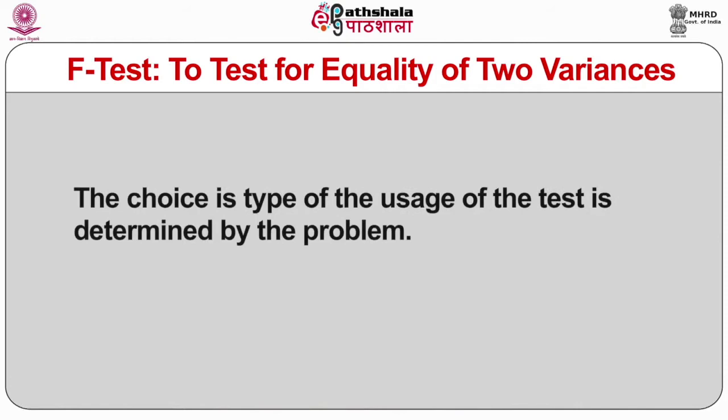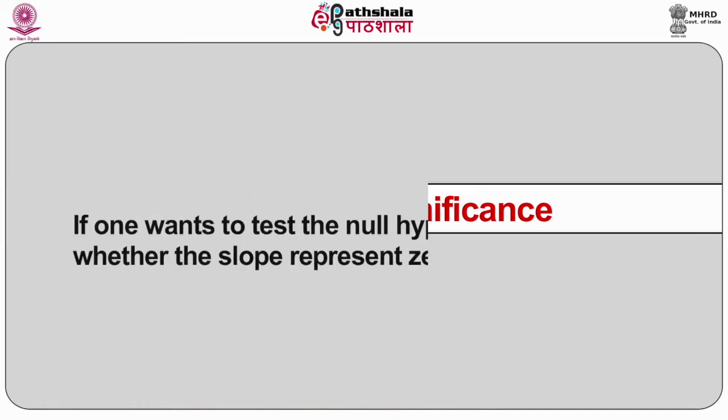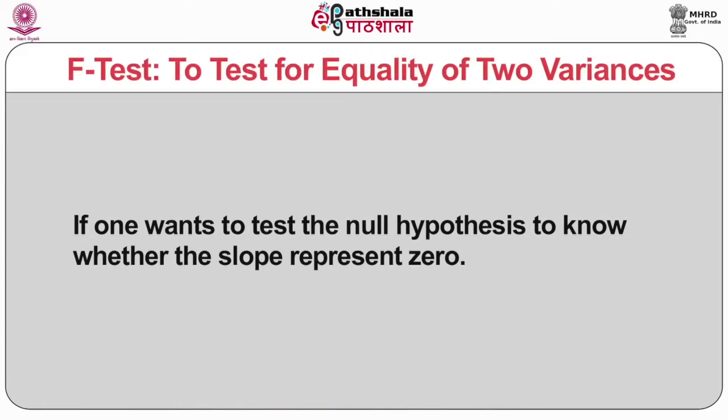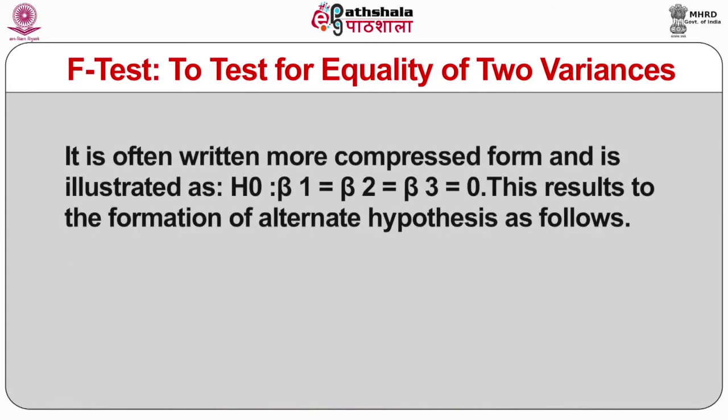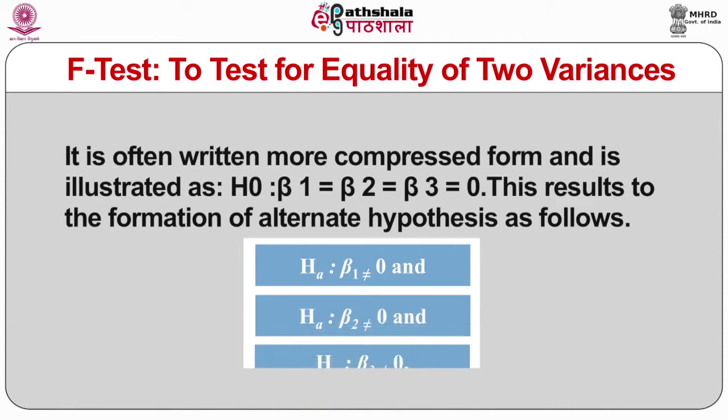The choice of the type of the usage of the test is determined by the problem. For example, while testing any new process, one may only be interested in knowing if the new process is less variable than the old process. Now friends, we take on the test of joint significance. If one wants to test the null hypothesis to know whether the slope represents 0, it is often written in a more compressed form and is illustrated as null hypothesis, that is, B1 is equal to B2 is equal to B3 is equal to 0. This results in the formation of the alternate hypothesis.